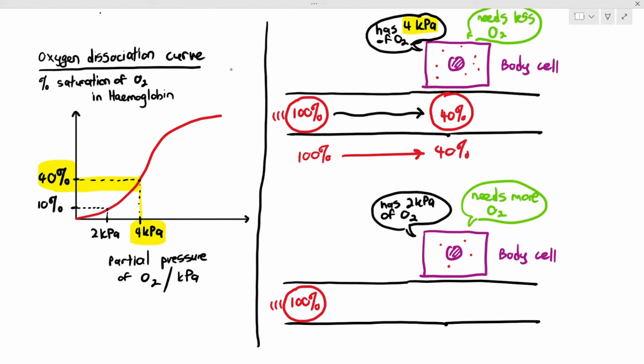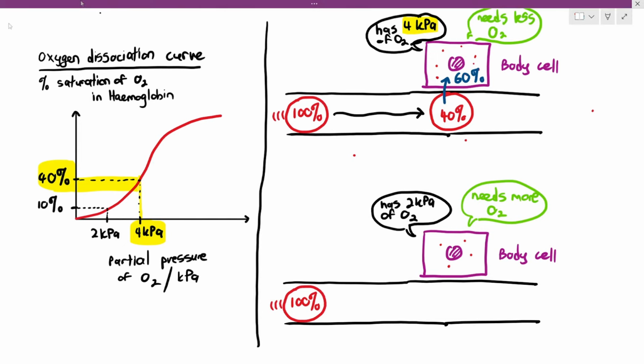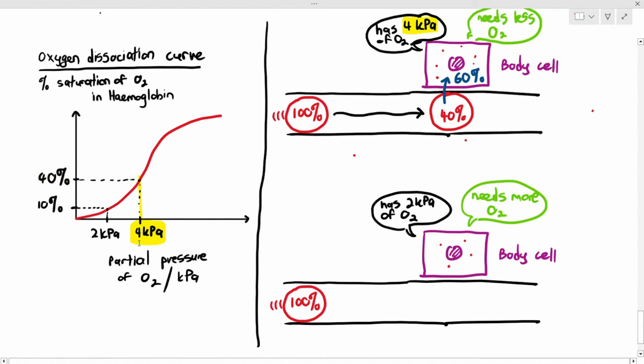Then, of course, I will ask my questions to the student, okay? Where did the 60% of oxygen vanish off to? So where's the 60%, okay? The 60% of oxygen was basically released into the cells because the cell needed some oxygen, okay?